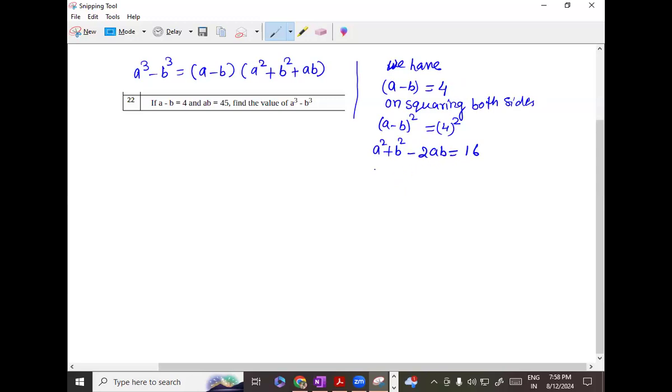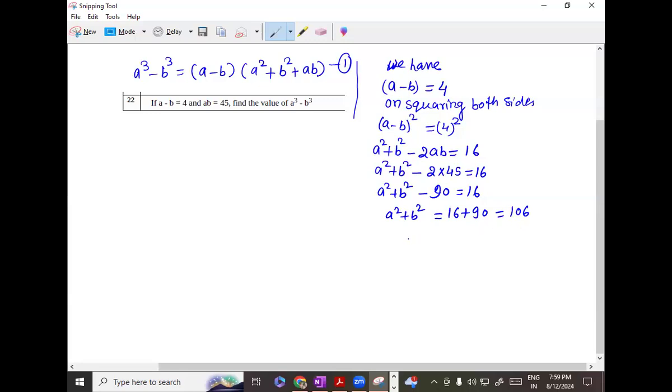Okay. Wait 2 minutes. Then a square plus b square, and what is the value of ab? We can put ab means 45, right? Then here a square plus b square minus 90 equals 16. Then a square plus b square is 16 plus 90. Then add them, 106, right? 106, it is correct. Yukta, is it correct or not? Sir, I got 16 plus 90, 106. Yes or no? So we should find a cube minus b cube, right?